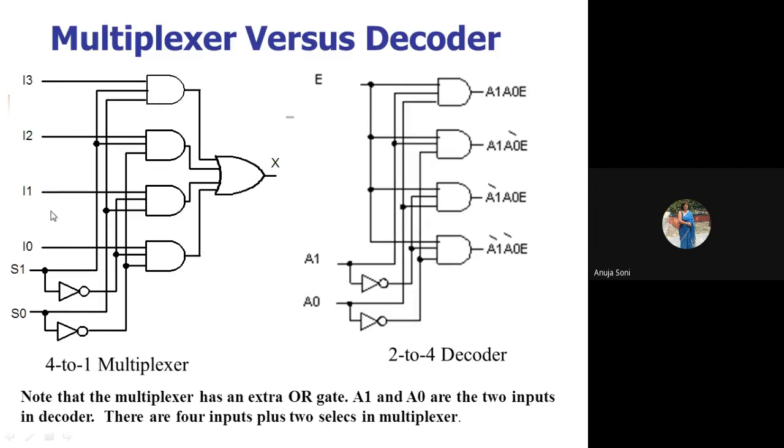Here 4 input lines are there. 4 when converted in terms of 2 raised to power 2 means two selection pins. So the number of selection pins depends on the number of inputs, whenever the number of inputs is converted in terms of 2 raised to power. I'm saying that the size of the multiplexer is 4:1. 4:1 means 2 raised to power 2, which signifies the selection pins.